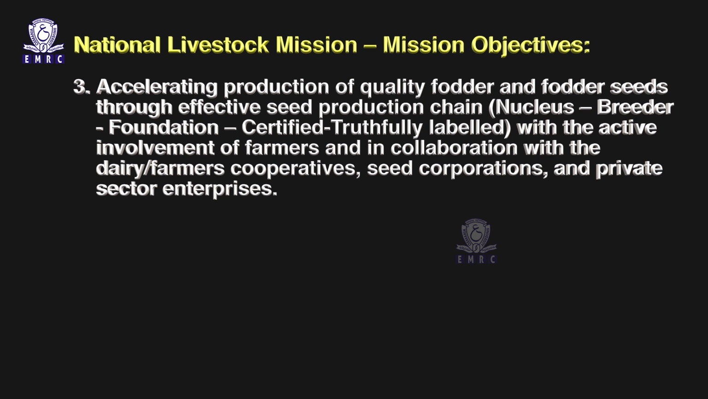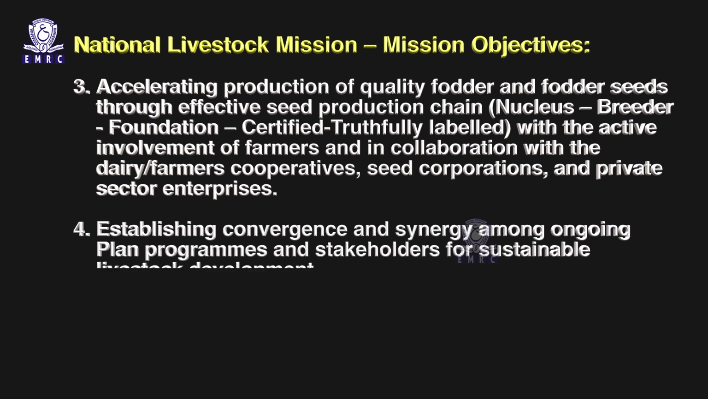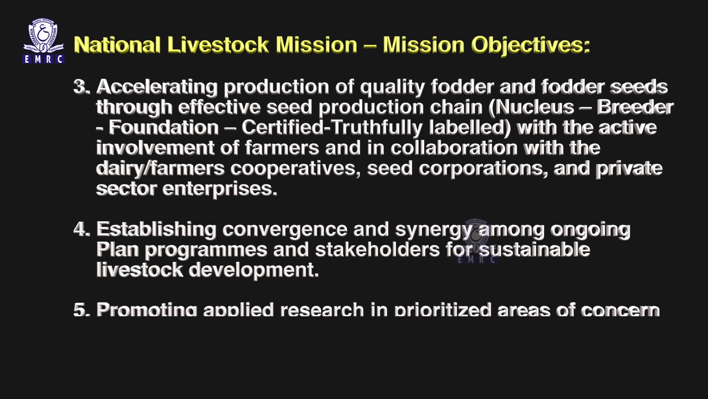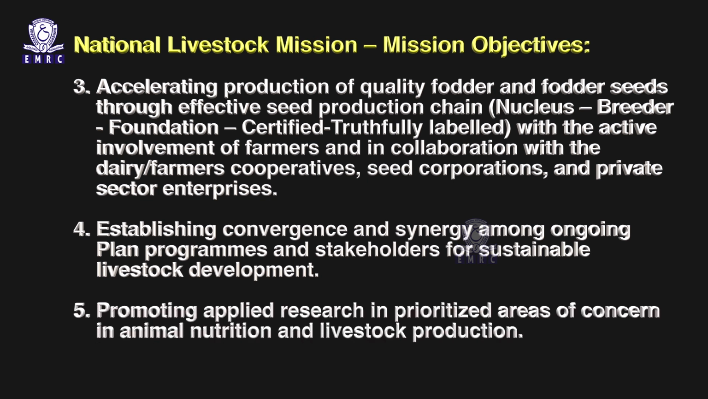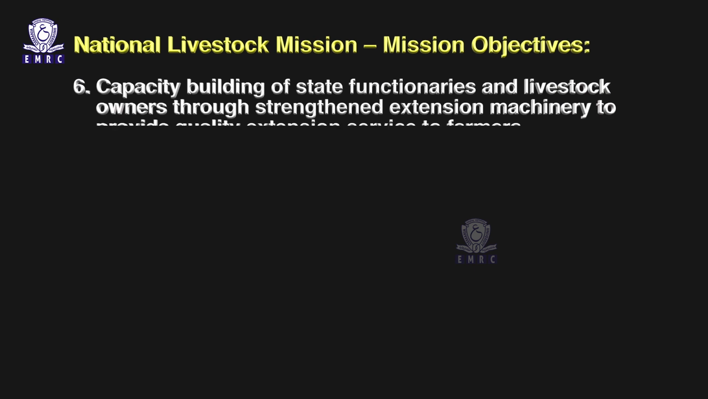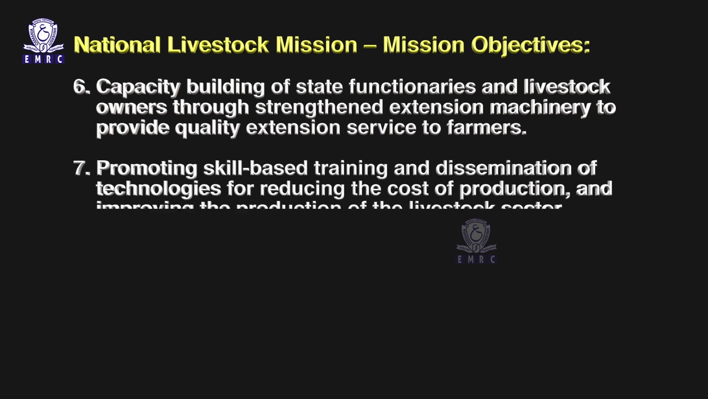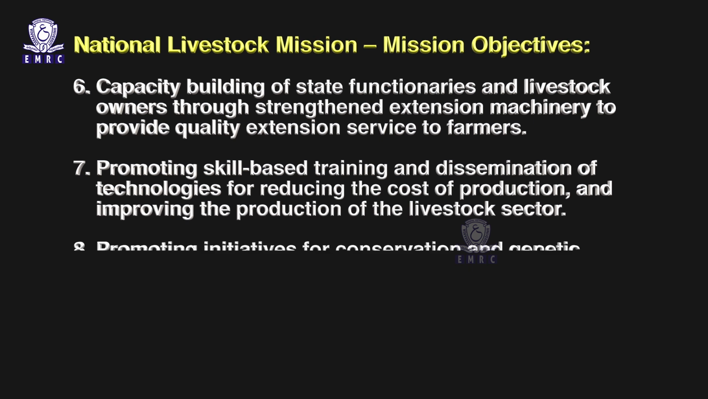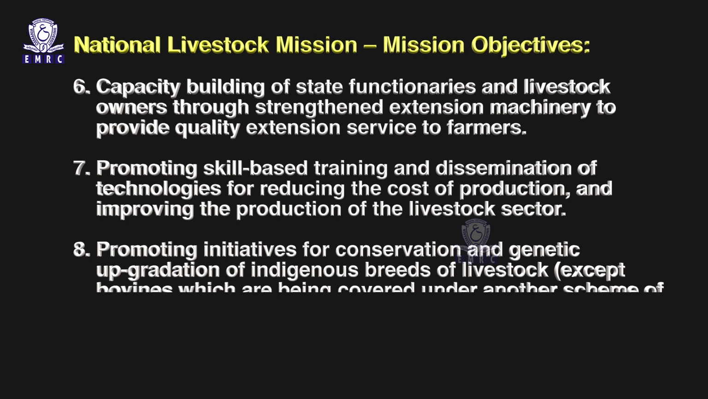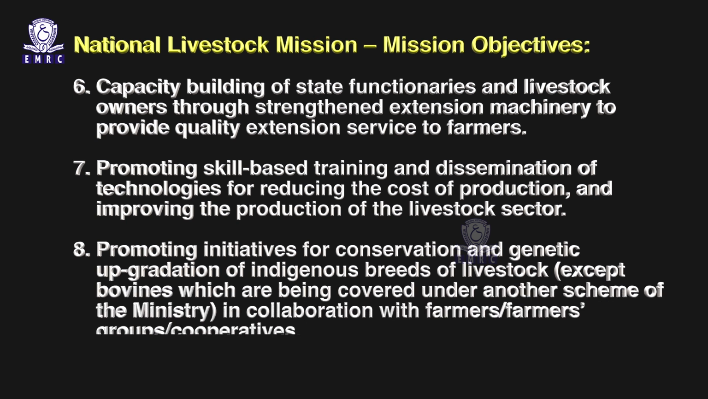Establishing convergence and synergy among ongoing plan programs and stakeholders for sustainable livestock development, promoting applied research in prioritized areas of concern in animal nutrition and livestock production, capacity building of state functionaries and livestock owners through strengthened extension machinery to provide quality extension service to the farmers, promoting skill-based training and dissemination of technologies for reducing the cost of production and improving the production of the livestock sector, promoting initiatives for conservation and genetic upgradation of the indigenous breeds of livestock in collaboration with farmers or farmer groups or cooperatives, etc.